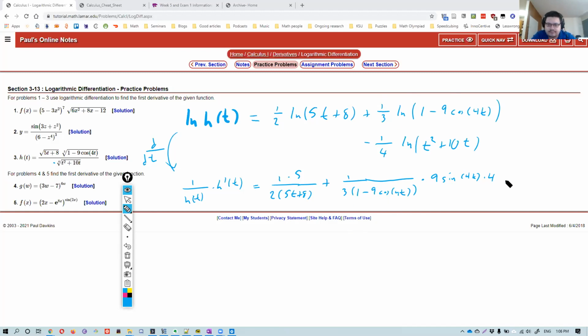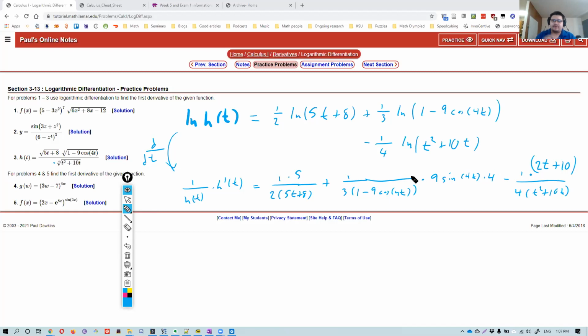And then subtract off 4 times t squared plus 10t. Then chain rule: take the derivative of the inner function. That's going to be 2t plus 10. Wrap that in parentheses. It doesn't make a difference here, but it's just better to do that.